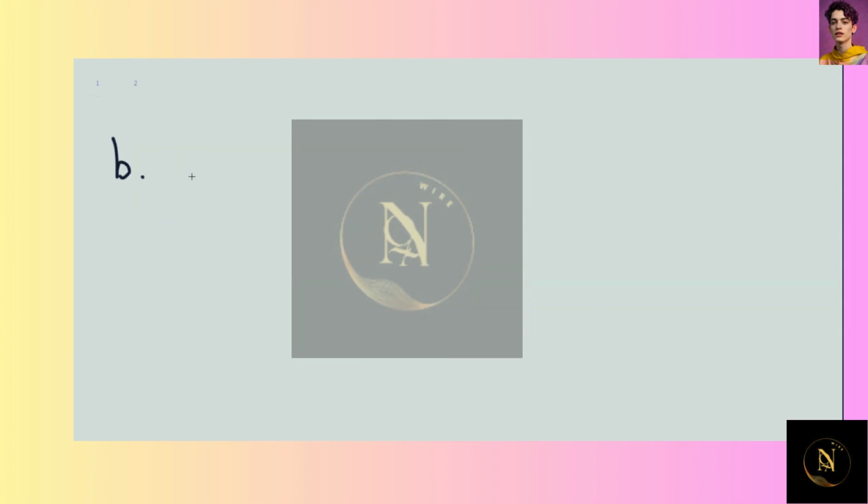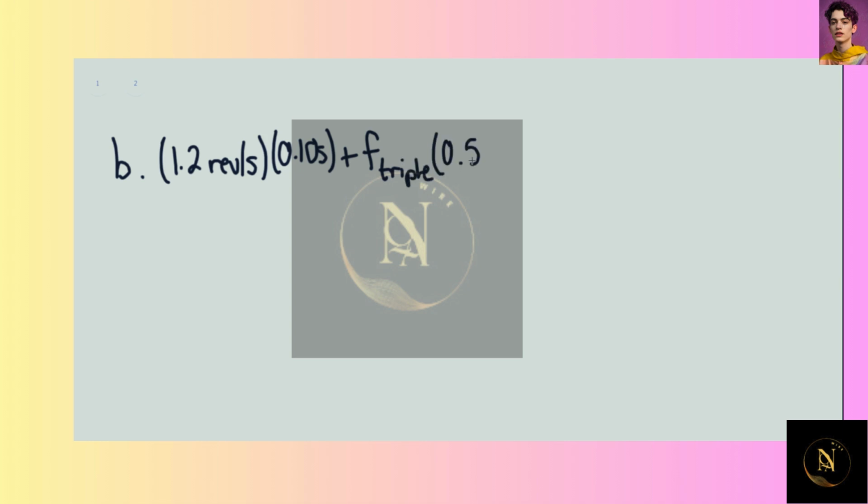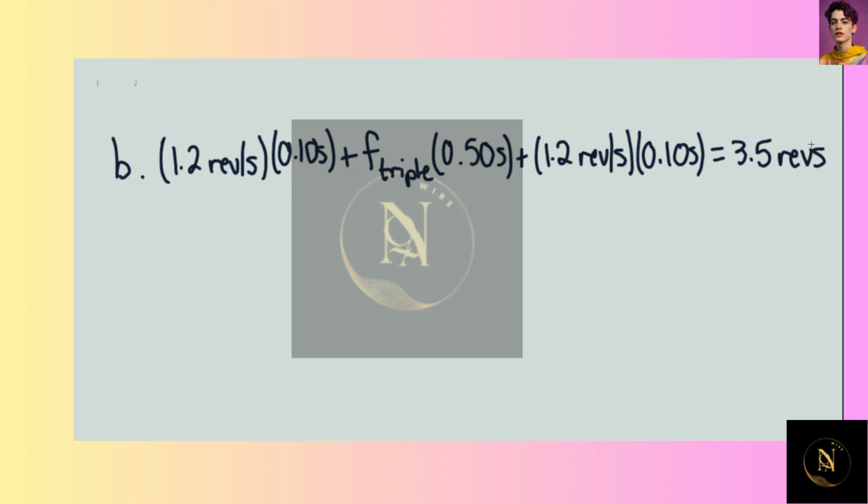So continuing part B, we have 1.2 revolutions per second multiplied by 0.10 seconds plus frequency triple axle times 0.50 seconds plus 1.2 revolutions per second multiplied by, again, 0.10 seconds. And this must now equal 3.5 revolutions because this is a triple axle.